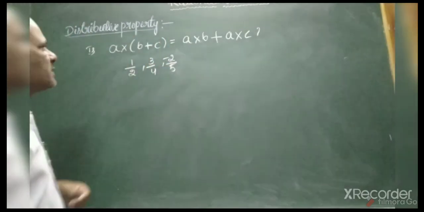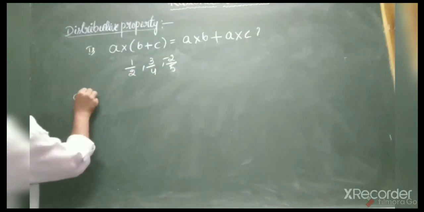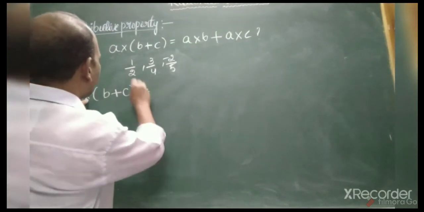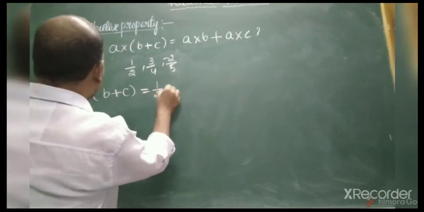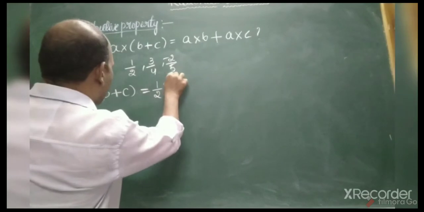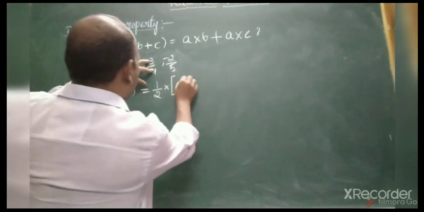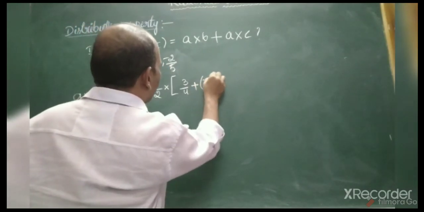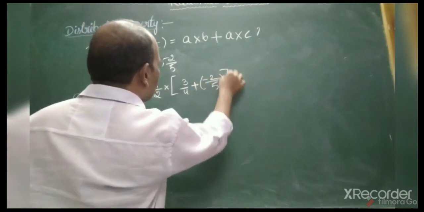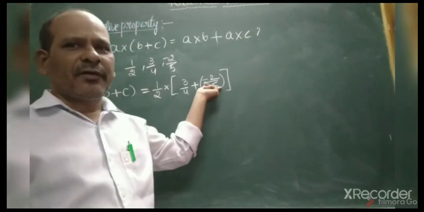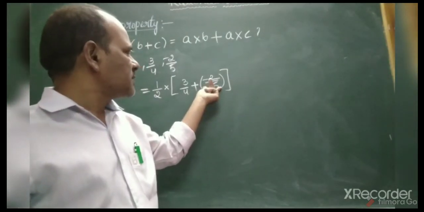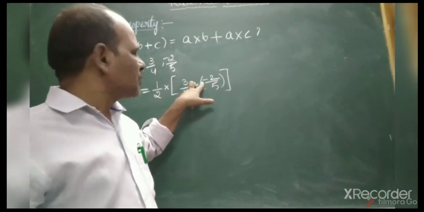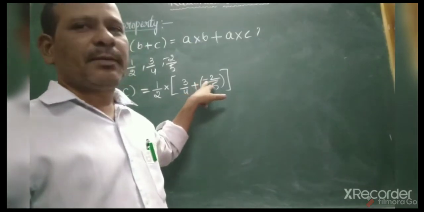Now take the left hand side. a into b plus c is equal to, a is here 1 by 2, into b 3 by 4, plus c minus 2 by 5. Why am I keeping this minus 2 by 5 in the round brackets? Because plus and minus are coming one by one consecutively, so I am keeping this minus symbol in the bracket.